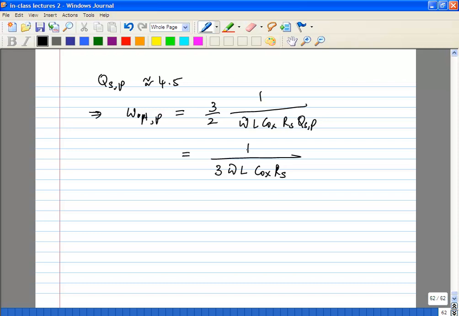It's W of P, optimum. Yes, optimum, power constraint, optimum width. This side also has W, L and C. This is omega. I'm trying to write it slightly differently.